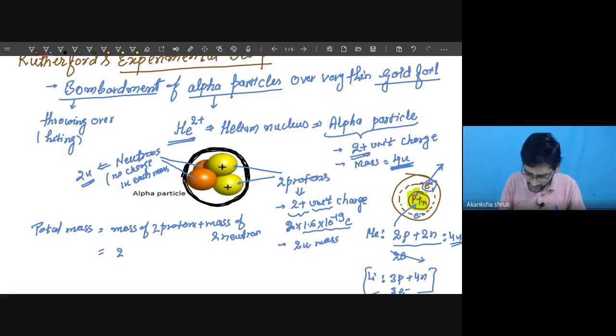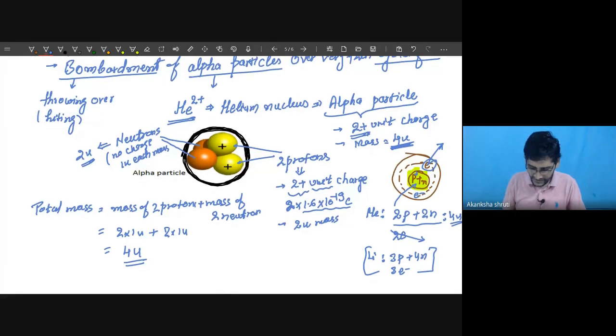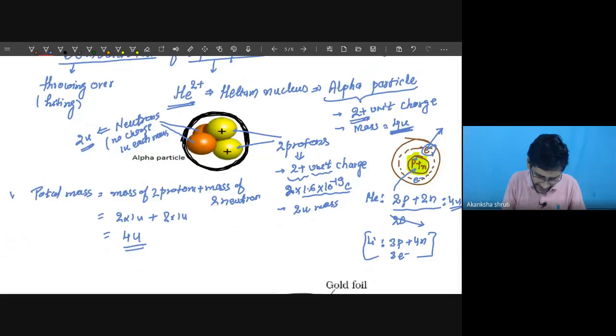So it is like 2 into 1U plus 2 into 1U. It becomes collectively 4U. And the charge on this alpha particle, it is important, student, it is asked. Okay, and the charge on alpha particle on this is denoted like this. Alpha particle means one particle we have to take, not particles.